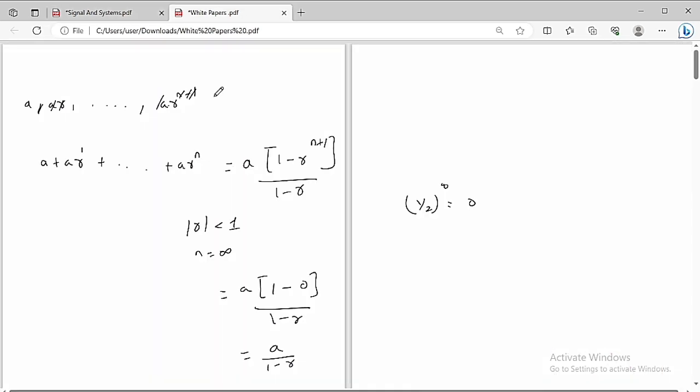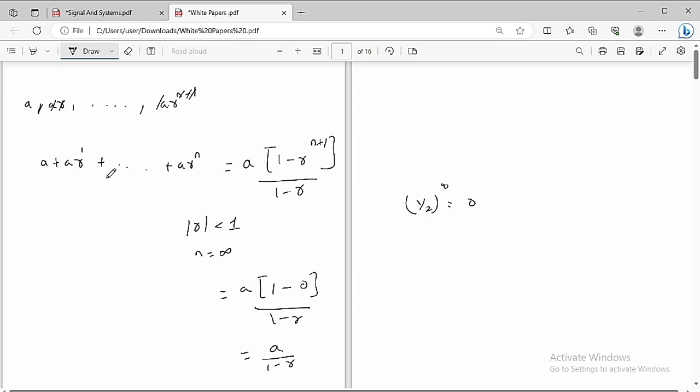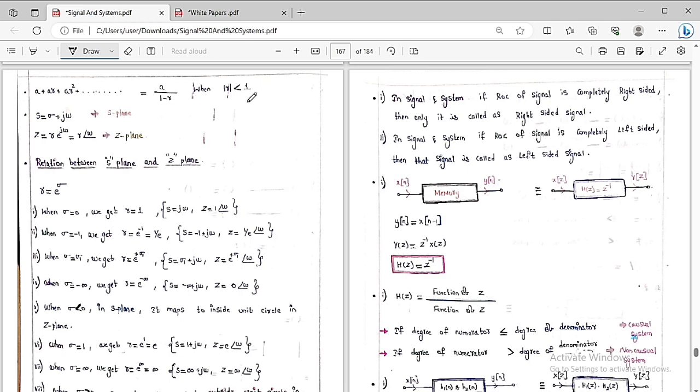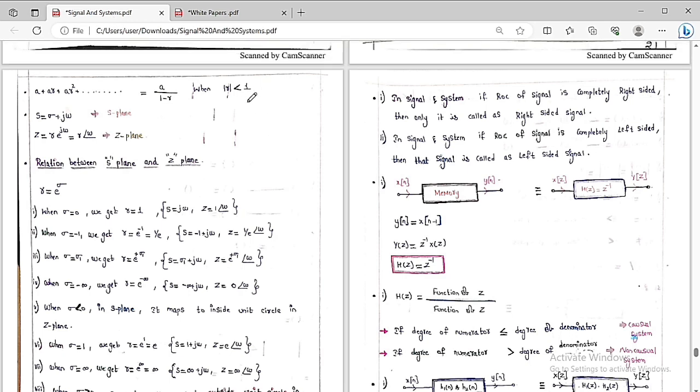And I have already told you the sum of a GP: A plus AR plus up to A R to the power of n is equal to A into 1 minus R to the power of total number of terms, n plus 1, by 1 minus R. Suppose you have an infinite number of terms and the value of R is less than 1. Suppose R is equal to half and n is infinity, then half to the power of n is nothing but 0. So 1 minus 0 is equal to 1, and you get A by 1 minus R. Therefore, finite GP and infinite GP, these two formulas you always have to keep in mind, because they are very useful in the signals and systems course.